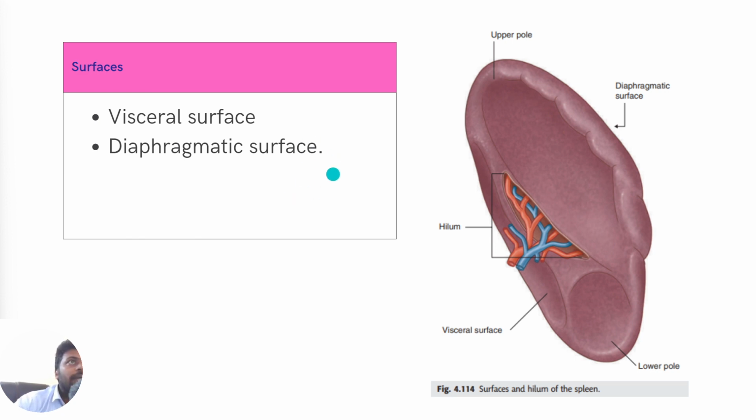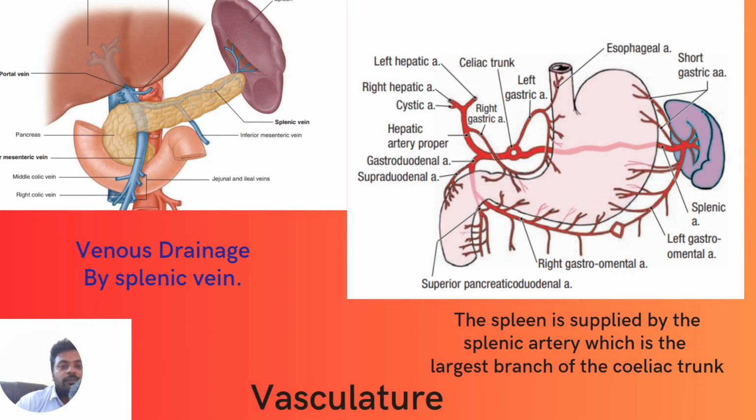So in the diaphragmatic surface, the diaphragm will get attached to the spleen, and in the visceral surface, the remaining adjacent organs will get attached on the visceral surface of the spleen. So the pancreatic impression is also very important.